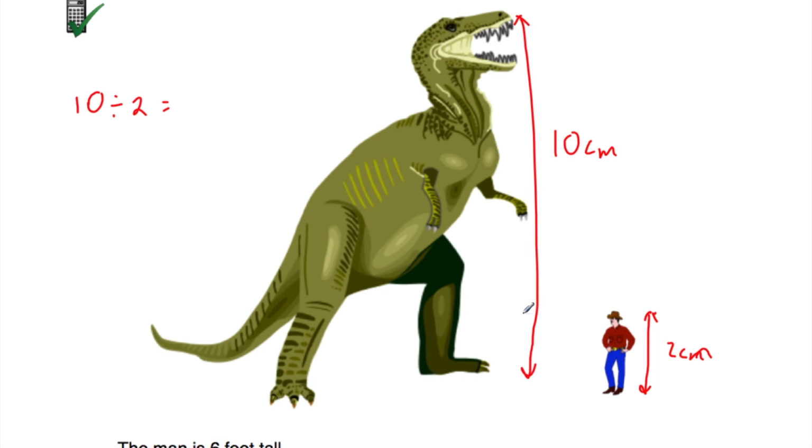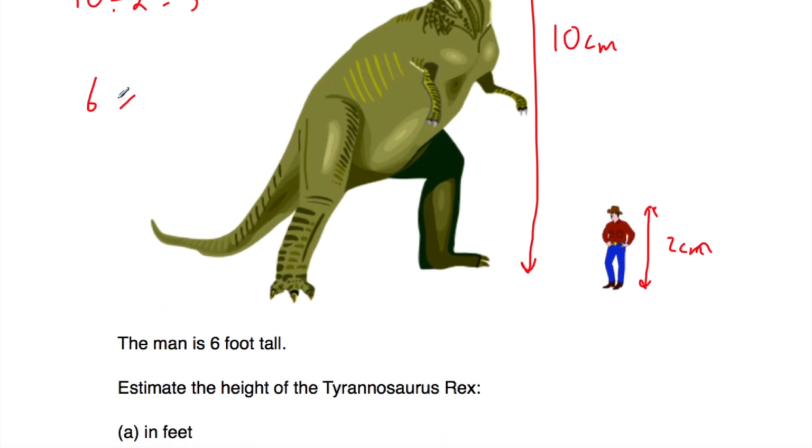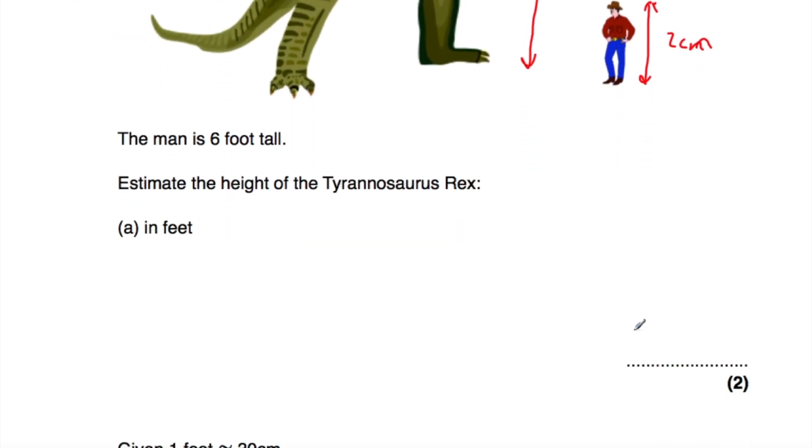And because this is a scale drawing, that will tell us how many times bigger the dinosaur is than the man in real life. So 10 divided by 2 is equal to 5. That means the dinosaur is 5 times larger than the man. So if we take the man's height, which is 6 foot, and times that by 5, that'll give us our estimate for the height of the T-Rex. 6 times 5 is equal to 30. So our estimate for the height of the dinosaur is 30 foot. So let's write that down, 30 feet.